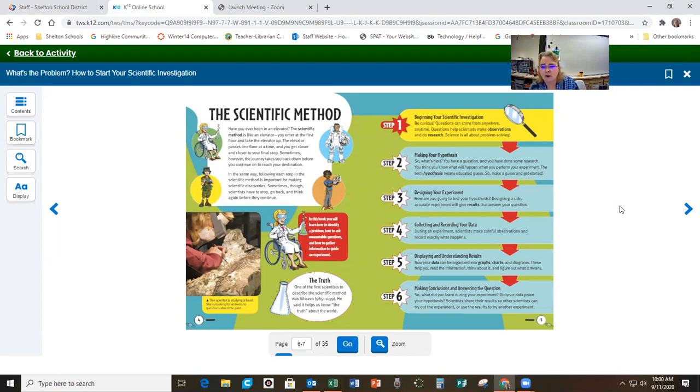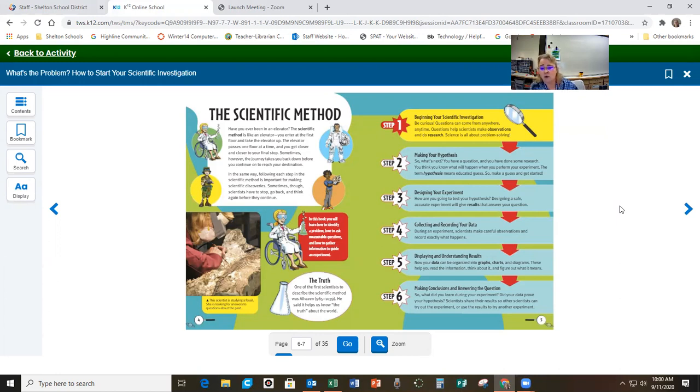Step 2, make your hypothesis. So what's next? You have a question and you have done some research. You think you know what will happen when you perform your experiment. The term hypothesis means educated guess. So make a guess and get started. Step 3, designing your experiment. How are you going to test your hypothesis? Designing a safe, accurate experiment will give results that answer your question.